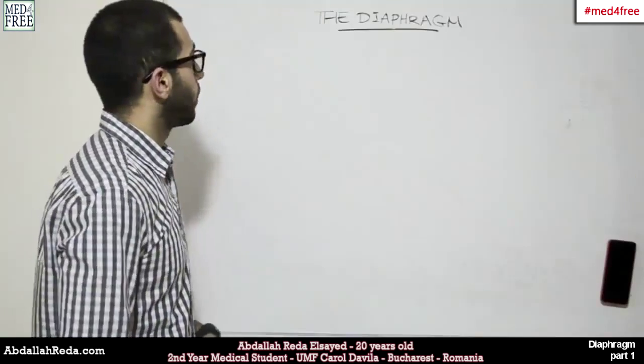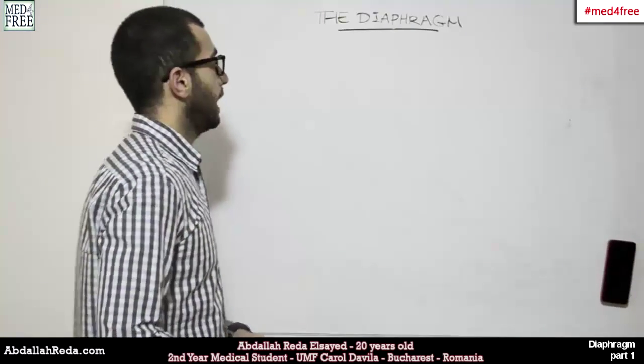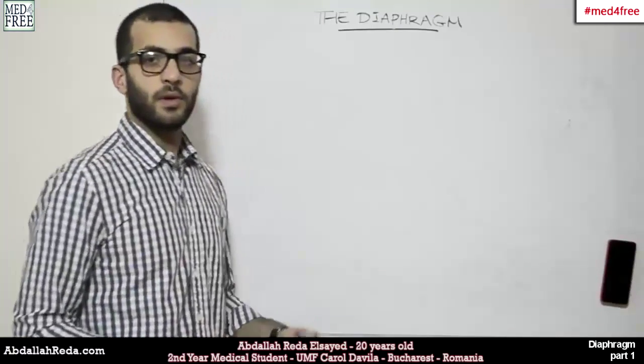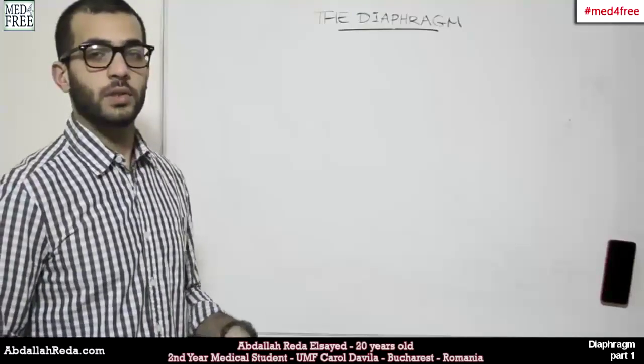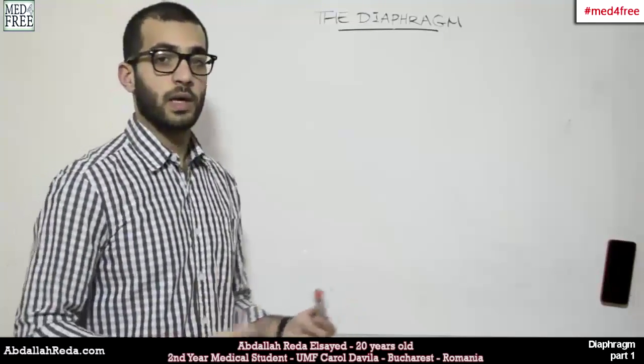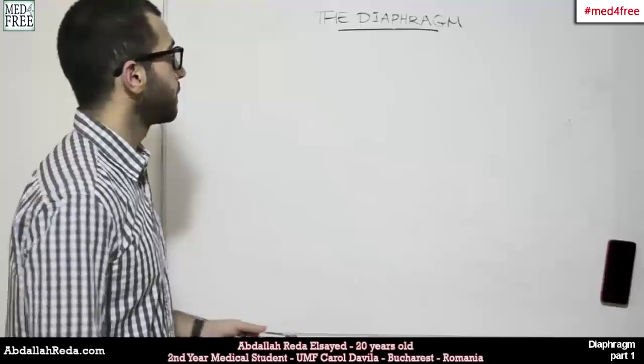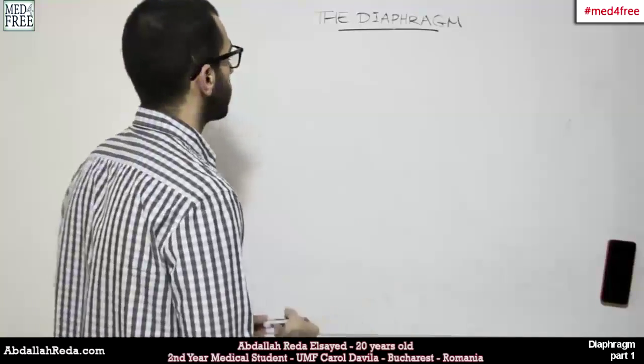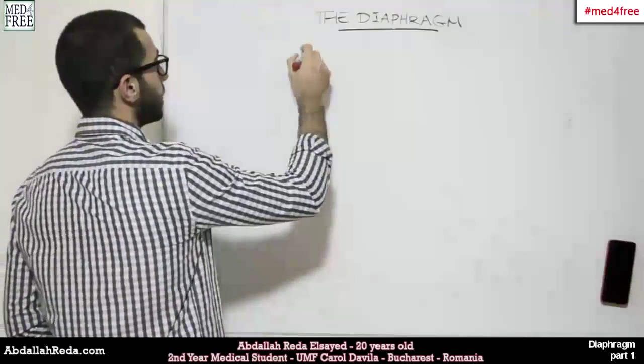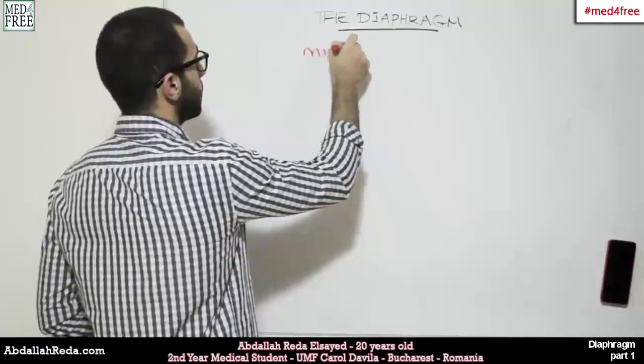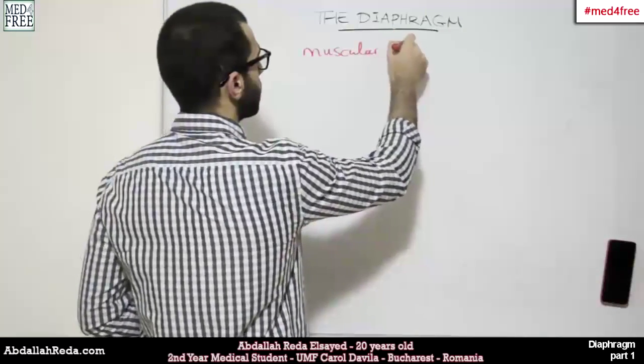This time I'm gonna talk about the diaphragm. And the diaphragm is a very important anatomical structure that separates between the thoracic and the abdominal regions. And the first thing that we need to know about the diaphragm is that it's a muscular tendinous structure.